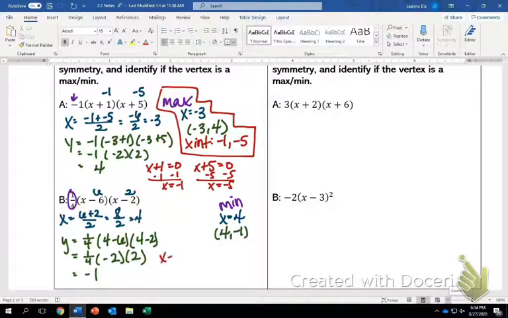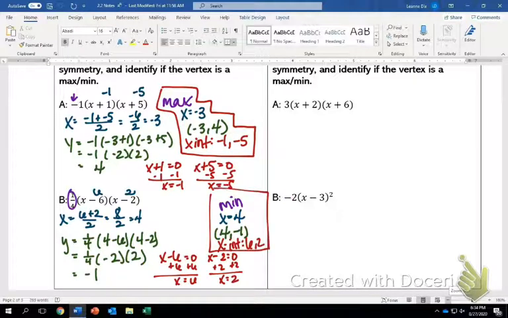The last thing I have to do is my x-intercepts. So I'm setting each one equal to 0, and then I'm going to solve for x. This requires me adding, and the other one requires me adding as well. So now my x-intercepts are going to be +6 and +2, and that's my answer.